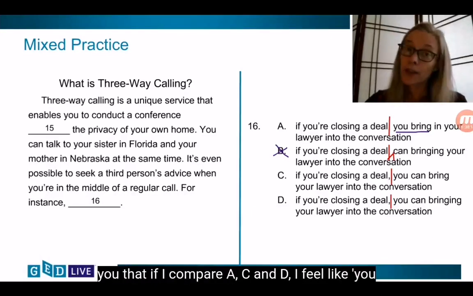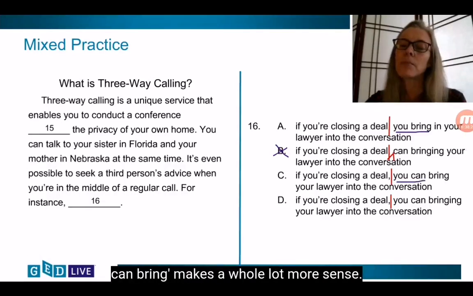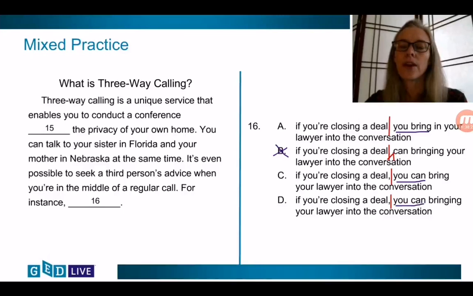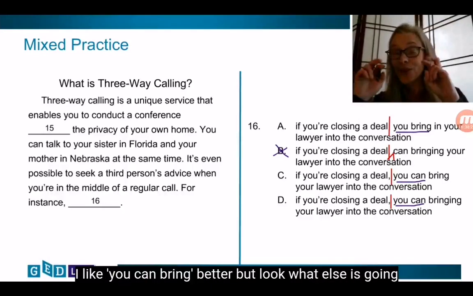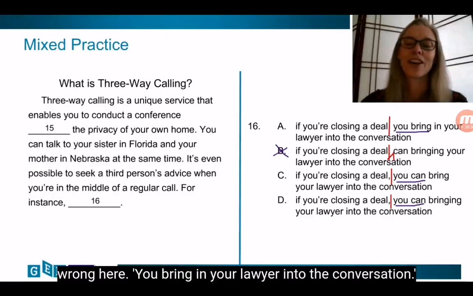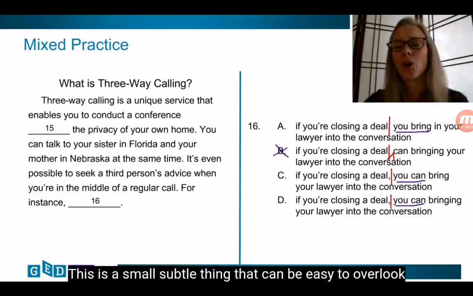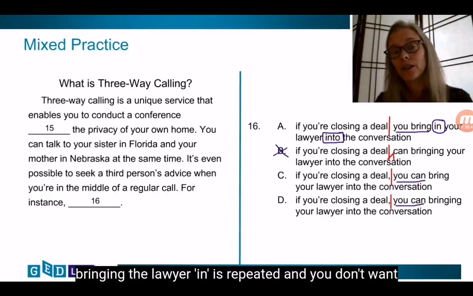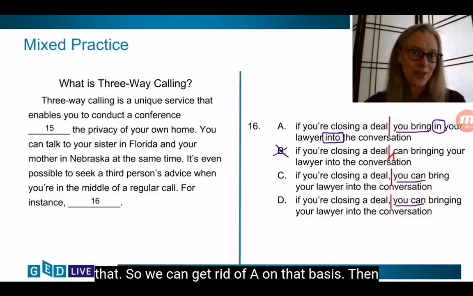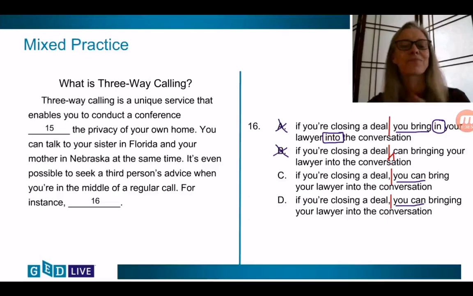Now, I would tell you that if I compare A, C, and D, I feel like "you can bring" makes a whole lot more sense. But you don't even have to use that, right? Because yes, I like "you can bring" better, but look what else is going wrong here. You bring in your lawyer into the conversation. This is a small, subtle thing that can be easy to overlook, but it's a case of redundancy, right? That preposition of bringing the lawyer in is repeated, and you don't want that. So we can get rid of A on that basis.